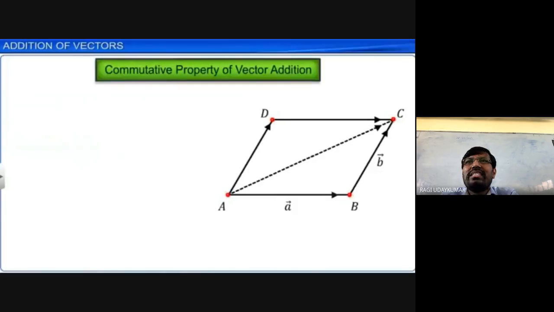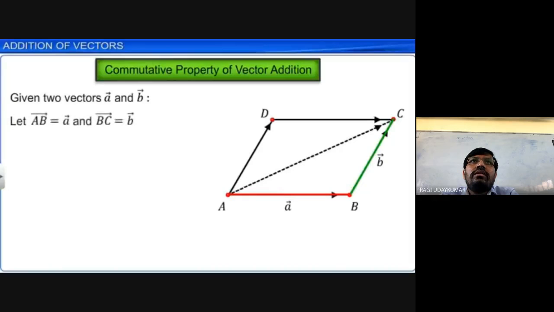These things are very simple. Commutative property of vector addition: a commutative property means if you add the vectors in any order, A bar plus B bar is equal to B bar plus A bar. Both are the same, and that is called the commutative property of vectors. So for the triangular law of addition, A bar plus B bar, you can write AB plus BC.